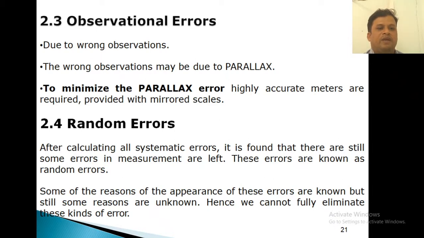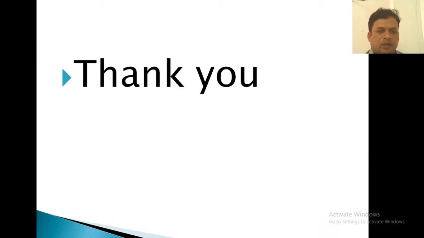Okay. Now random errors. What is random error? After calculating all the systematic errors, it is found that there are still some errors in measurements. These errors are known as random errors. As we say, randomly some errors are occurring there. These are the errors which remain after taking a number of precautions also. So these cannot be avoided, and we cannot fully eliminate these kinds of errors.